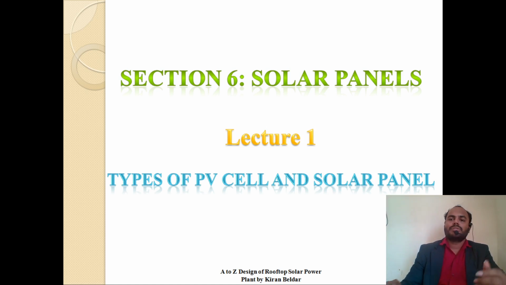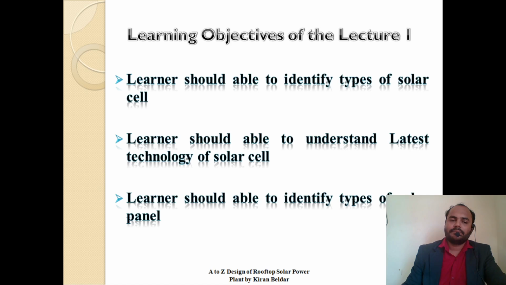Section 6 Solar Panels. Lecture number 1: Types of PV cell and solar panel. Learning objective of lecture 1. Learner should be able to identify types of solar cell. Learner should be able to understand latest technology of solar cell. Learner should be able to identify types of solar panel used.